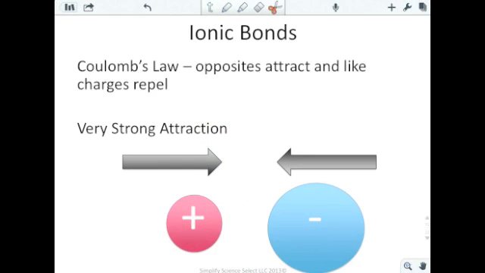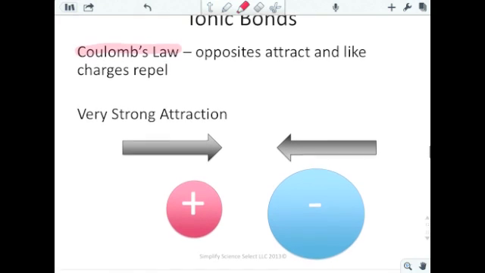Okay, now that we've looked at atoms and what makes them more stable once they get that octet, by giving and losing electrons, we're going to talk about ionic bonding. We're going to talk about it in terms of Coulomb's law. Basically what it boils down to is opposites attract and like charges repel. Like charges, the closer they get together, the stronger the force that pushes them away.